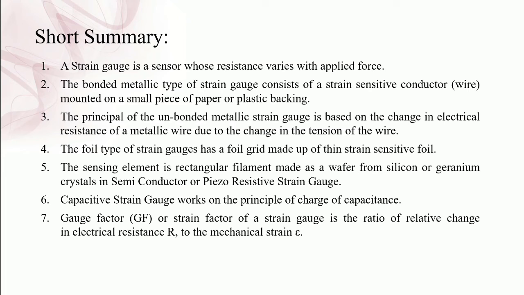Now there is the unbonded type of strain gauge, where the main principle is based on the change in electrical resistance of a metallic wire due to the change of the tension of the wire. Then we discussed the foil type of strain gauge, where a metallic foil of 0.02 mm thickness is produced using the printed circuit technique on one side of a plastic backing. This foil type strain gauge has a foil grid made of a strain-sensitive foil. Then there is the semiconductor or piezoresistive strain gauge, which is a rectangular filament made of a wafer from silicon or germanium crystal.